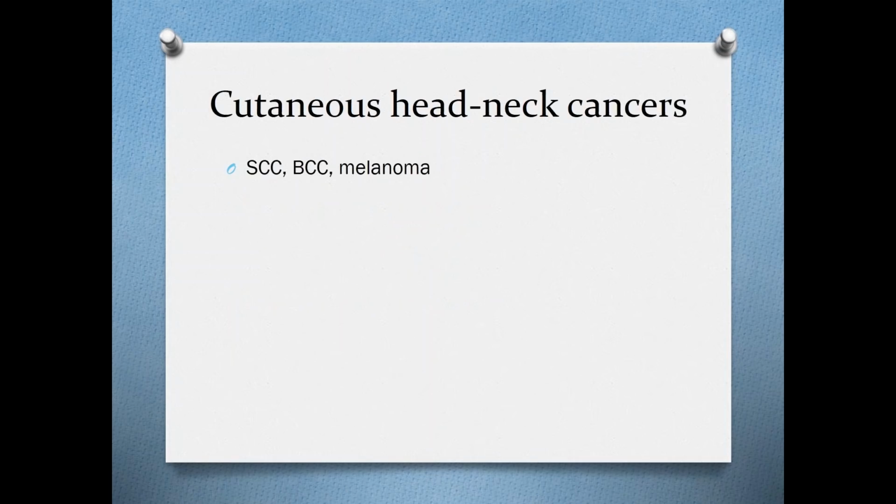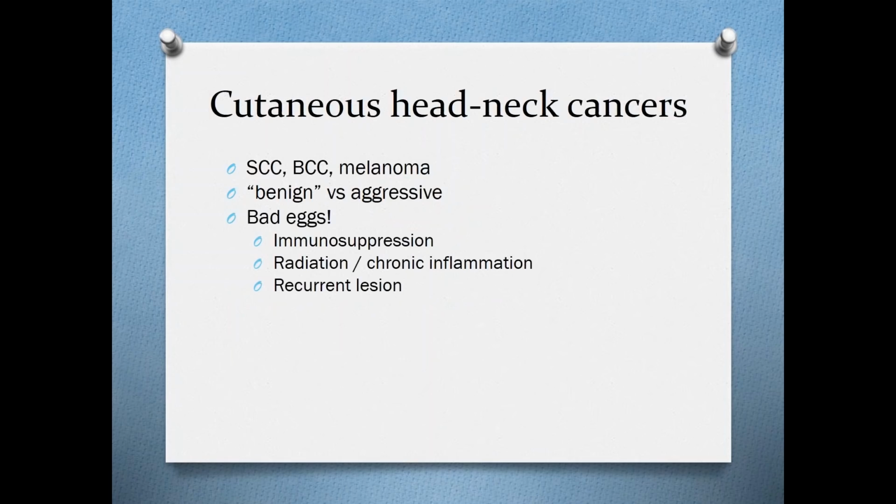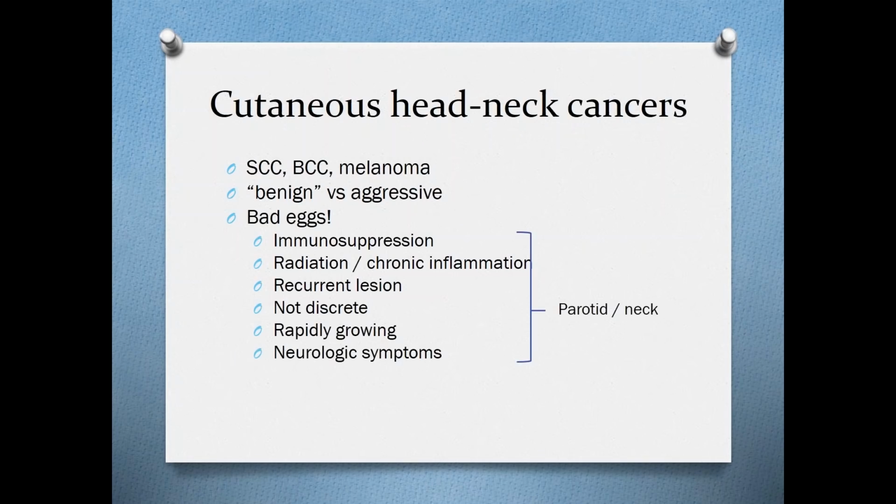Looking at cutaneous head and neck cancers, I'm going to go fast on this one. Most of them are pretty benign, 90% of them. You should remove them with good margins, they're done. But there are some bad eggs: immunosuppressed patients, irregular edges and infiltrative, non-discrete lesions, with a history of, say, previous radiation in the area or chronic inflammatory ulcer in the area, rapid growth, and the patient gets some neurological symptoms, so numbness or pain around it.